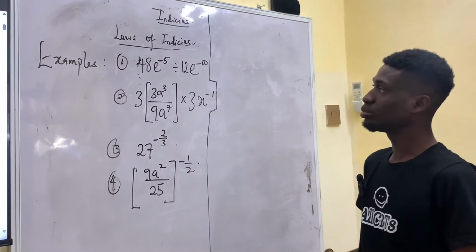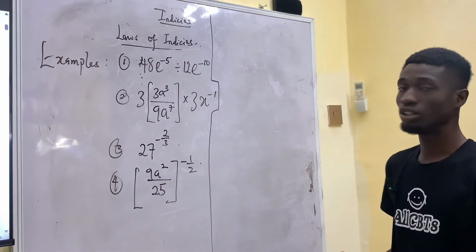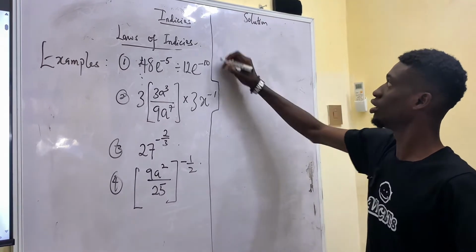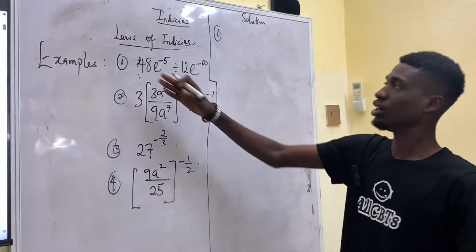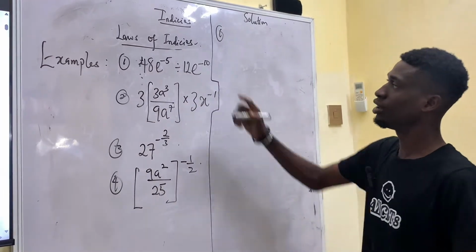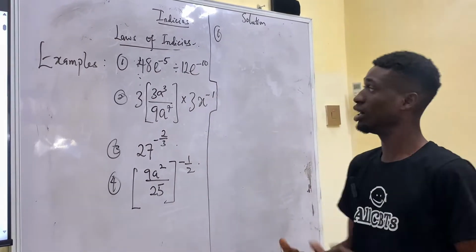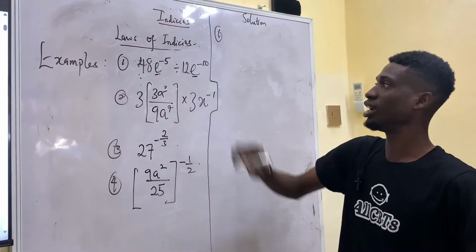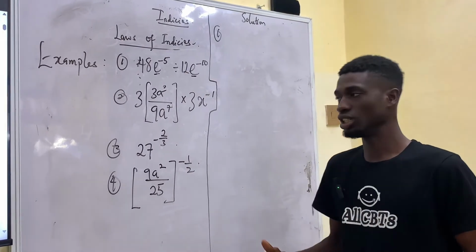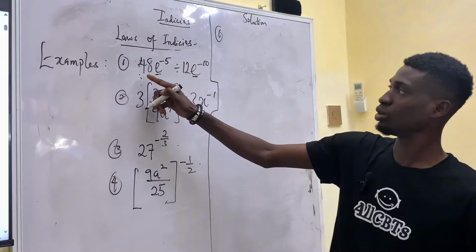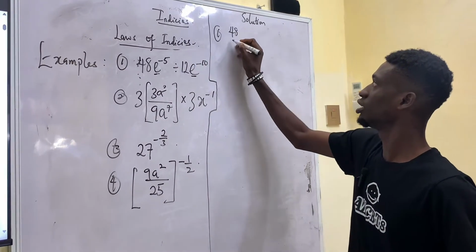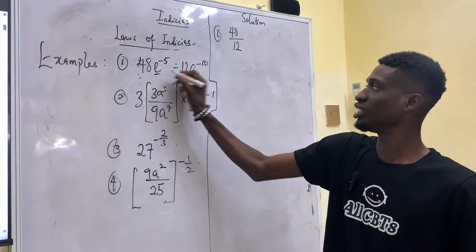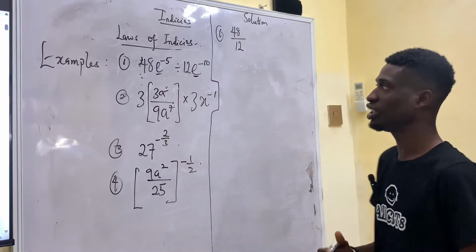Now let's use this example to buttress the idea of laws of indices. So, solutions to the examples. Now for number 1, we have 48 e raised to power minus 5 divided by 12 e raised to power minus 10. Now we have to take notice that we have the same base here, but let's follow the trend in which the question is given. So we pick 48 divided by 12. Now we have the same base. We can apply the laws of indices here.